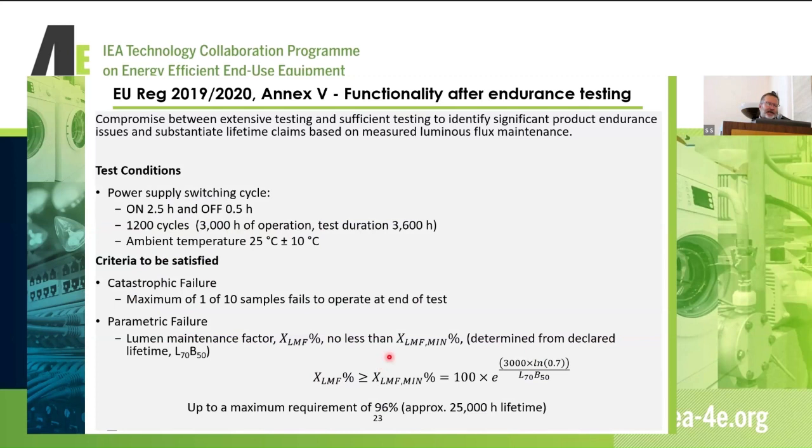The European test method then is 2.5 hours on, half an hour off, 1,200 cycles for the 3,000 hours. And 2 criteria. One is that only 1 sample out of 10 samples is allowed to catastrophically fail out of that testing. And then, as I said, we've got this check of the lumen maintenance: the actual, after 3,000 hours, has got to be greater than the minimum that is claimed when you use the L70, the lifetime claim from the manufacturer.